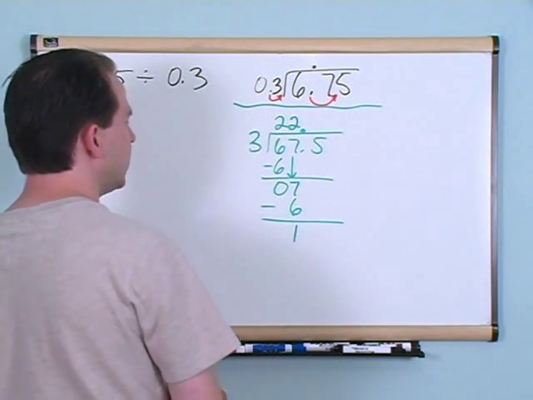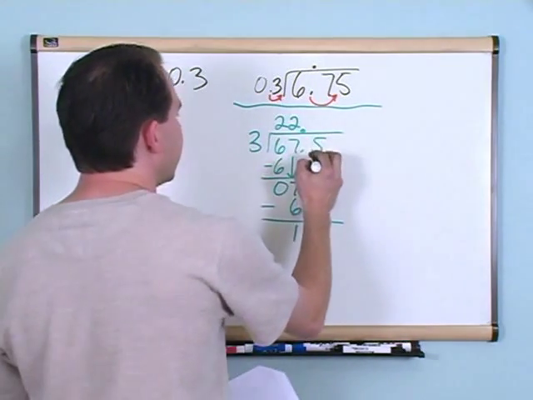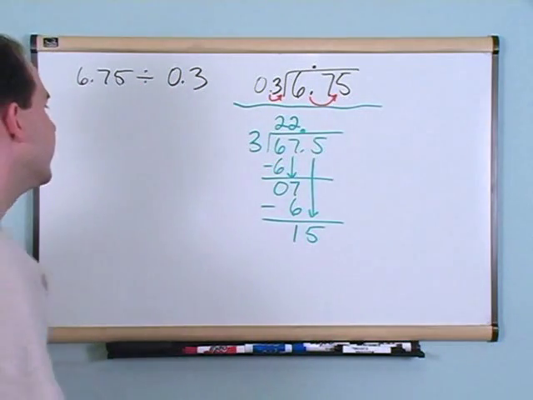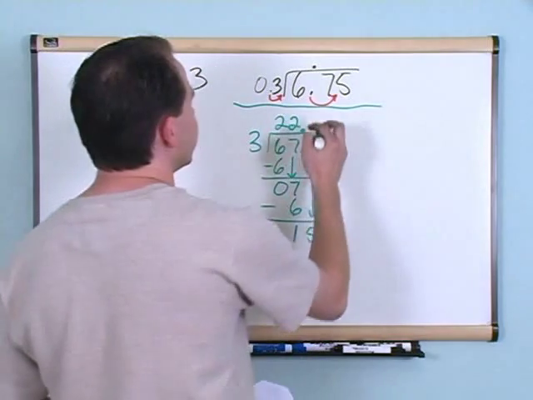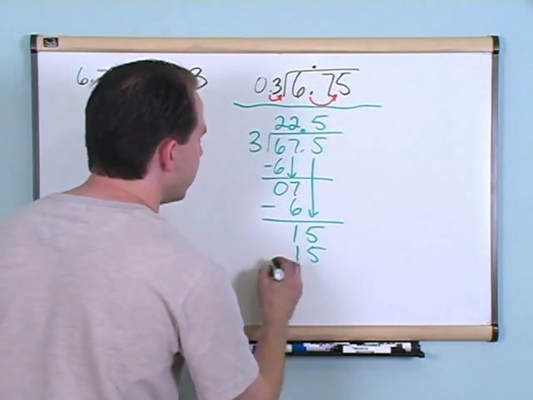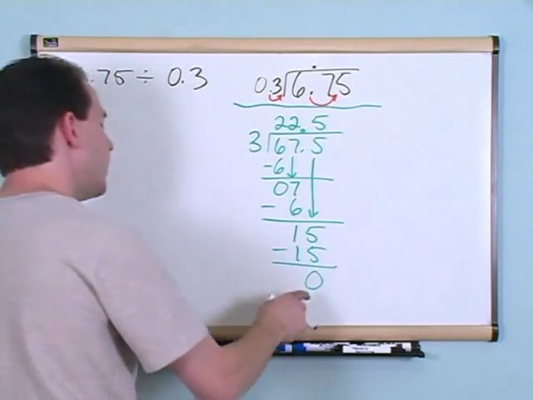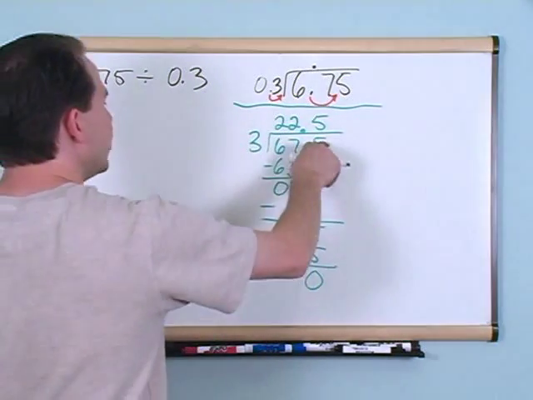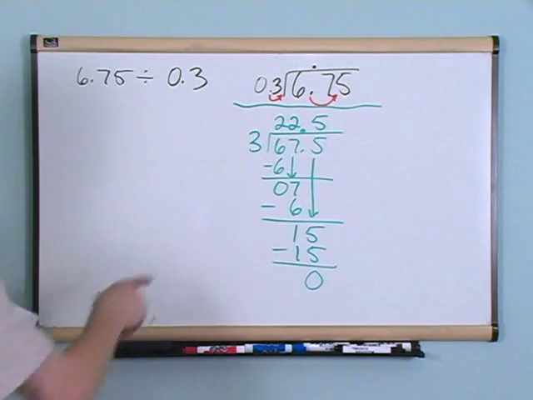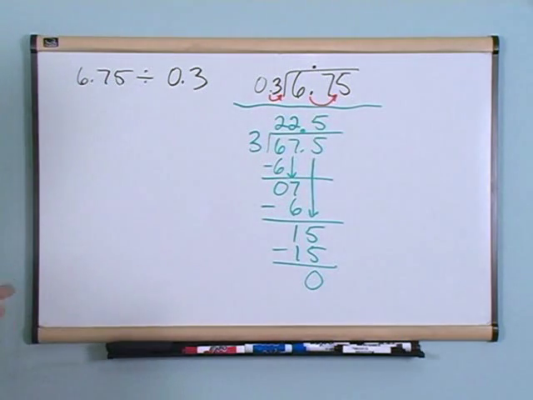Okay? Can 3 go into 1? Well, no, it can't, but let me drag my next thing down, which is a 5. And then finally, can 3 go into 15? Yes, it can go 5 times because 3 times 5 gives me 15. And when I subtract these, I get 0. I've got a 0 here. I've got no more digits here to drag down. And I've got all my digits filled out here. So the answer to this problem is 22.5.